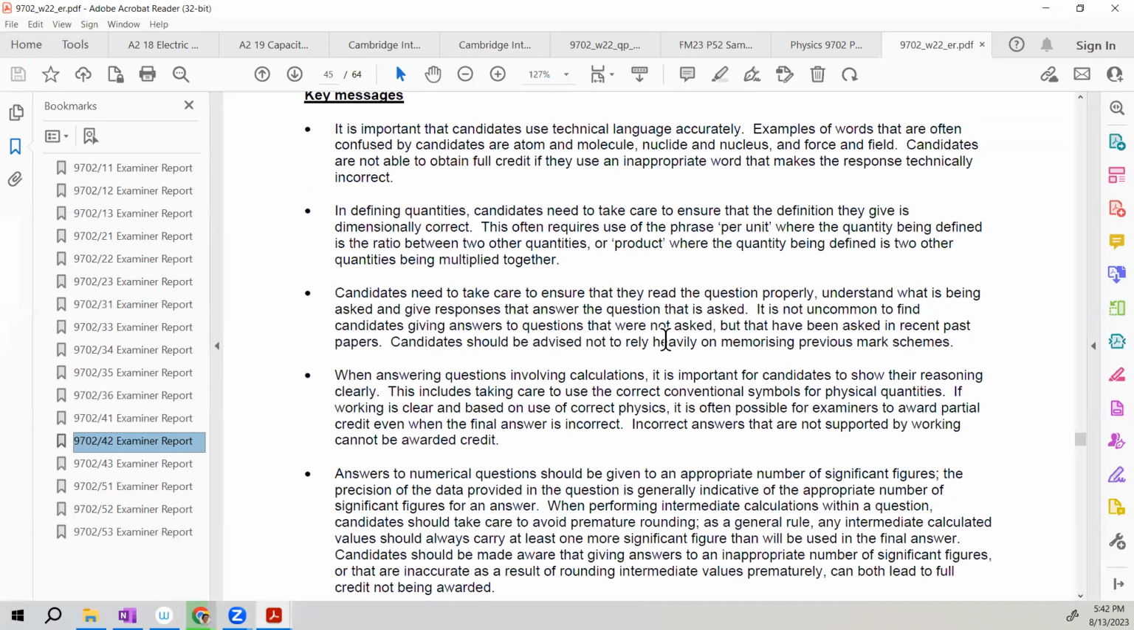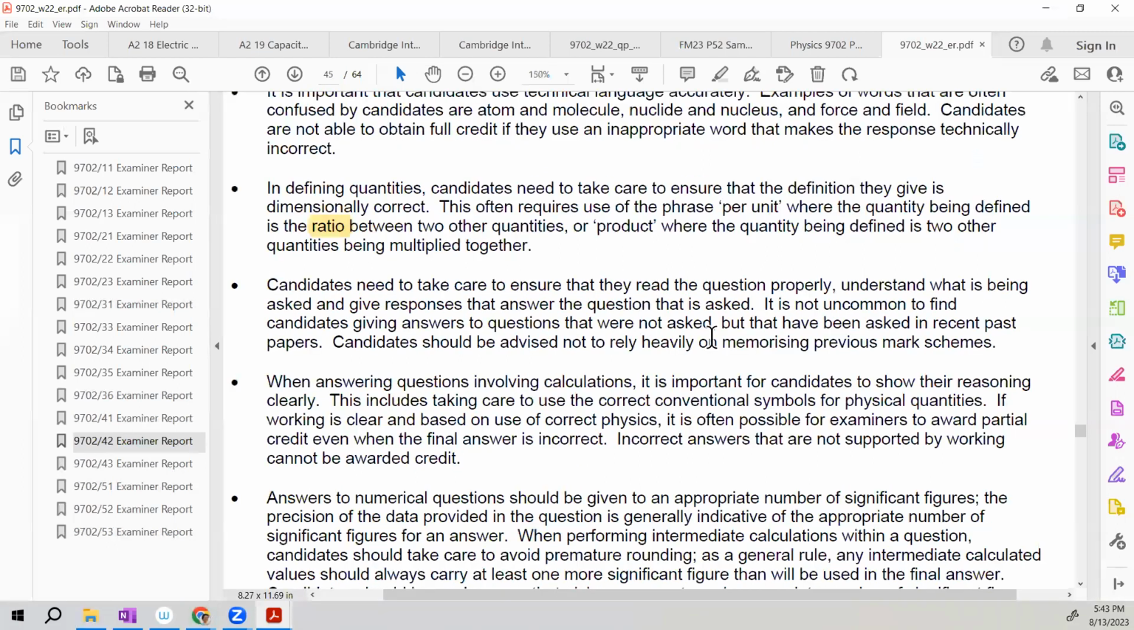All right. So since we're back, I want to let the brain cool down a bit. Just want to show you some general recommendations from the examiner report. I think a lot of it I have emphasized pretty frequently. So for example, per unit should be used when the quantity is the ratio. Okay. So for example, just now when I defined capacitance, I defined it as the ratio between two quantities. Okay. You can even say charge stored per unit voltage.